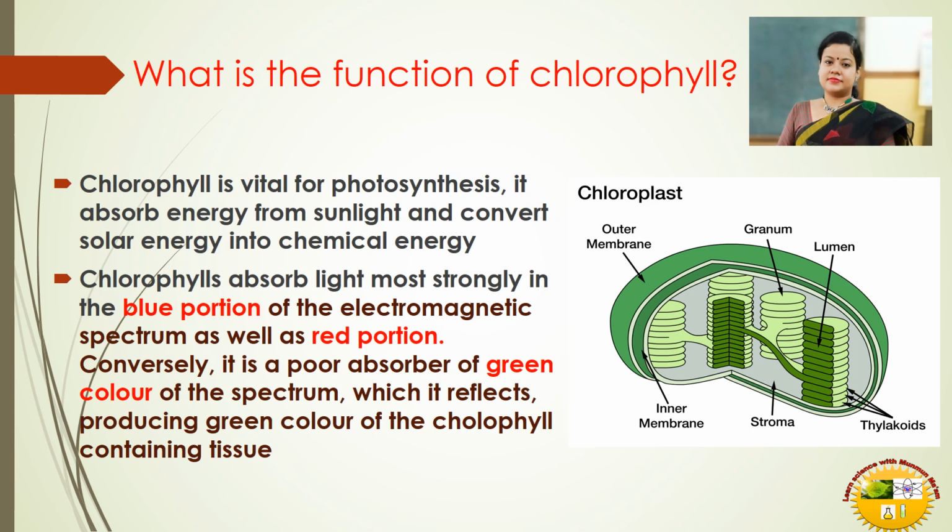So they reflect green color, and that reflected color reaches our eyes, so we can see that the leaves are green. So green color is not important for the photosynthesis, that's why it is reflected back and we can see the leaves as green. Just take it that way.